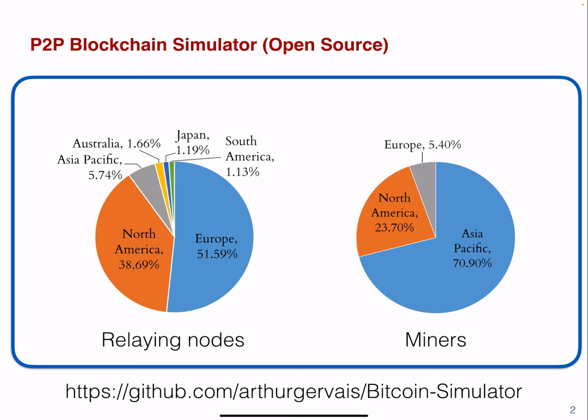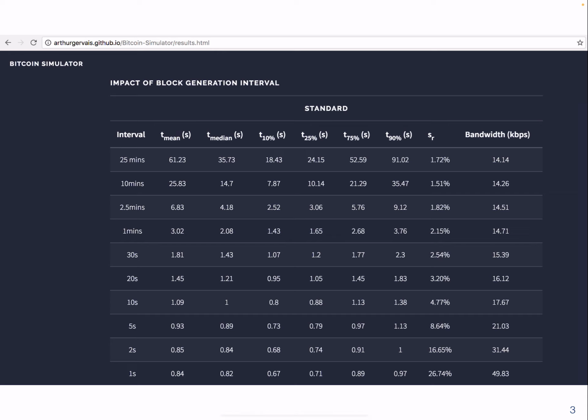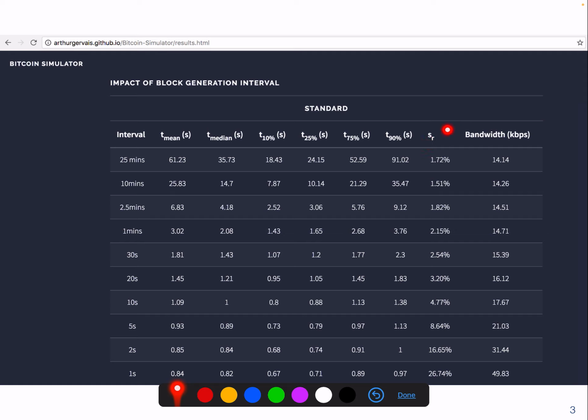So you can find the simulator on GitHub, /ArthurGervais/Bitcoin simulator. It's written in NS3 and it's C++ based. We also have a website here where we exemplify the impact of the block generation interval on the stale block rate. If we simulate a blockchain with a block interval of 1 second, we get quite a high stale block rate, right? While as we go higher and higher in the block interval, so a longer interval, we can see here the stale block rate decreases.